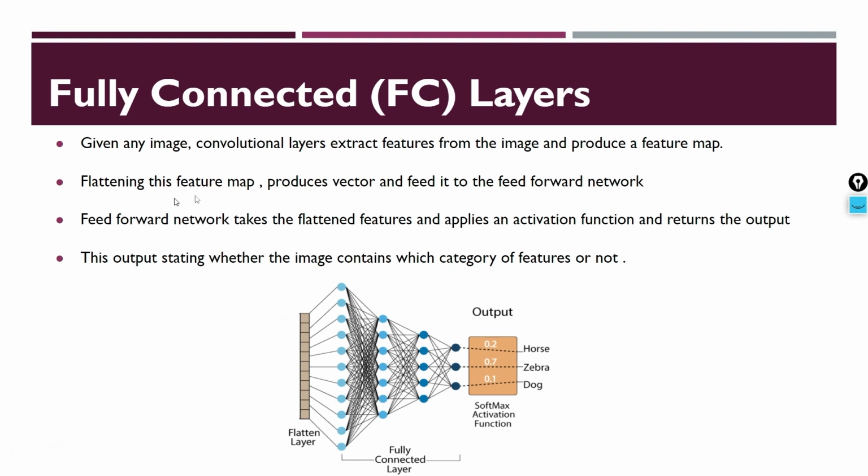So flattening the feature map that we have got, let's say from the convolution layer or the pooling layer, produces a one-dimensional vector, which we further feed to the MLP or the feed-forward network. And this feed-forward network takes these flattened features, applies some kind of activation and returns the output. This output states whether the image contains whatever category we had in the output layer.